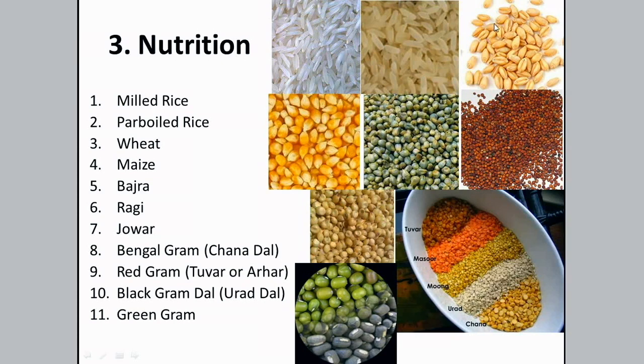More or less it will be around 340 kilocalories. So the nutritive value is going to be the same. Why wheat is a little superior is because of its fiber content and calcium and mineral contents compared to rice.